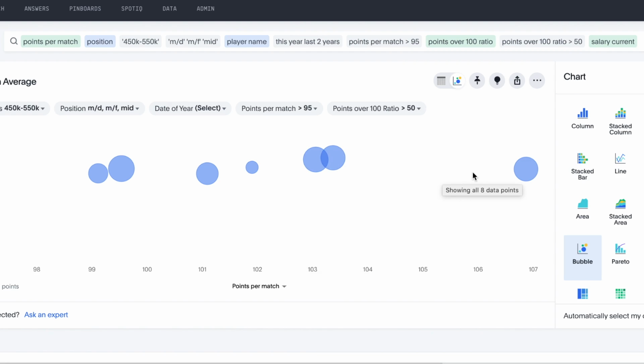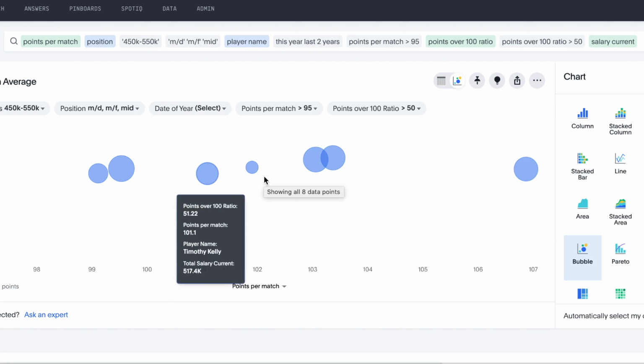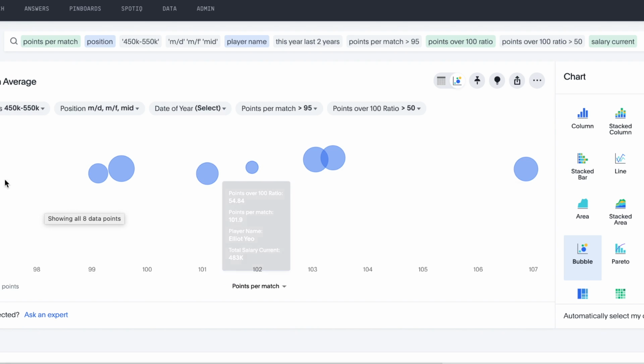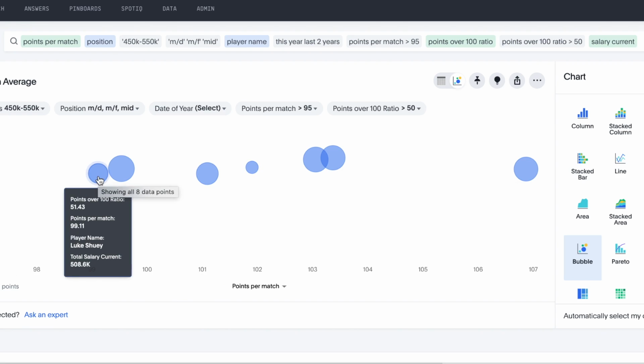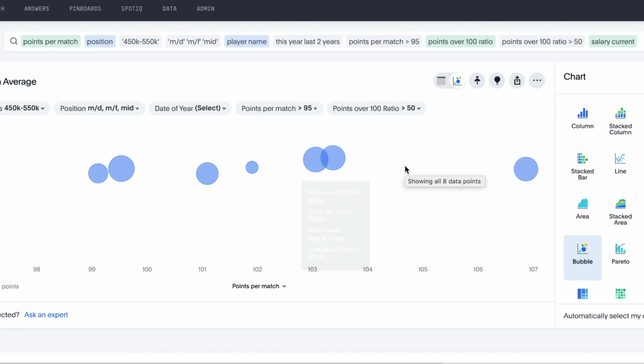However, if you don't have that extra cash, you're probably looking at, what do you see here? Elliot Yeo, Tim Taranto. What's this option here? Luke Shuey as well, a slight increase, but again, slightly more than Matt Rowell. So this is quite interesting.